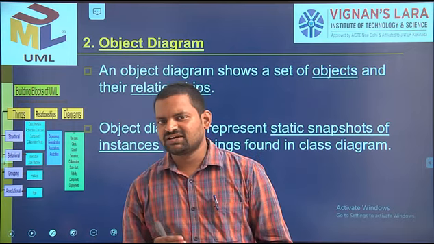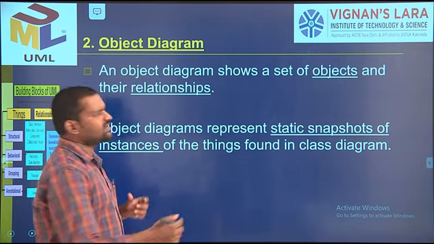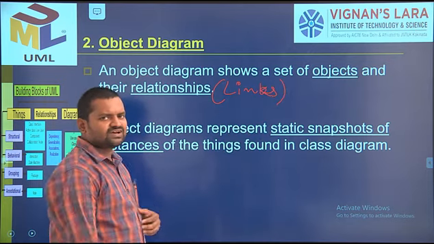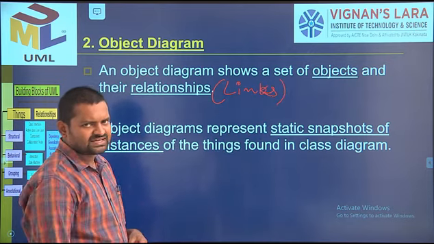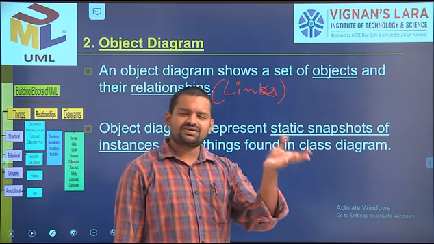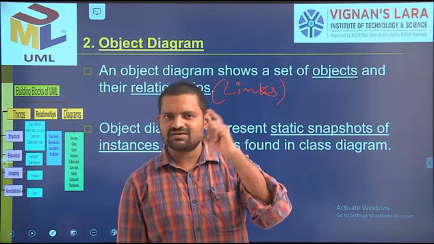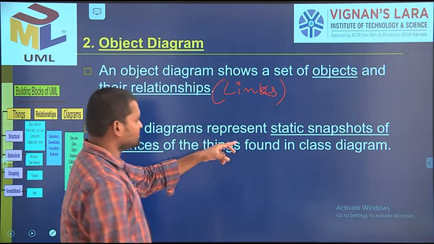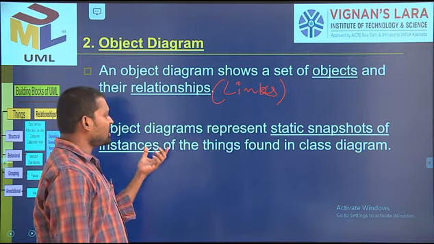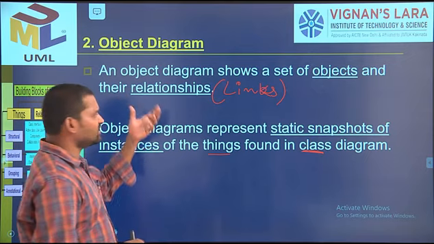The second one is the object diagram. What is an object diagram? It is a special form of diagram. An object diagram shows a set of objects and relationships. Relationships we simply call links in the object diagram. An object diagram also represents a static snapshot of the instances. The object diagram and the class diagram are similar diagrams. The major difference is that an object diagram shows static snapshots of the instances of things, meaning instances of classes. So those snapshots are shown in the object diagram.